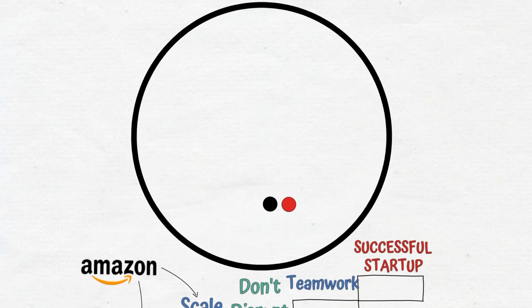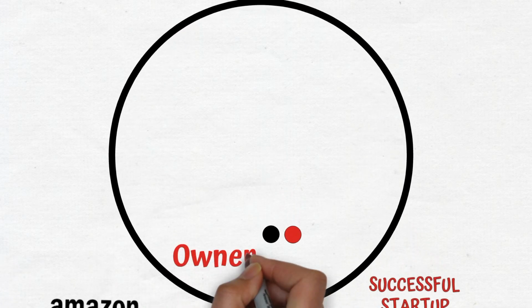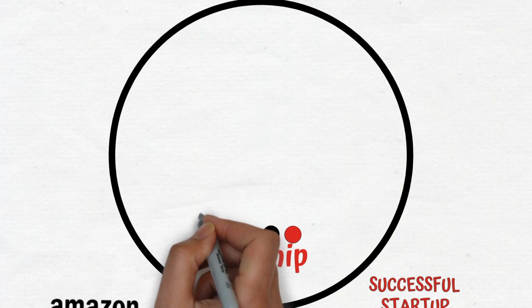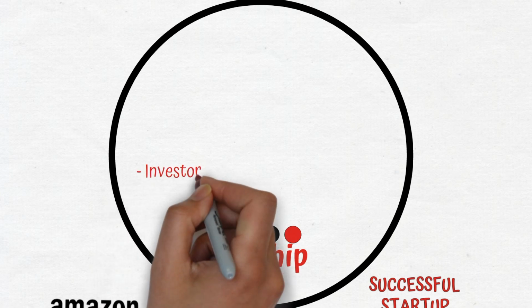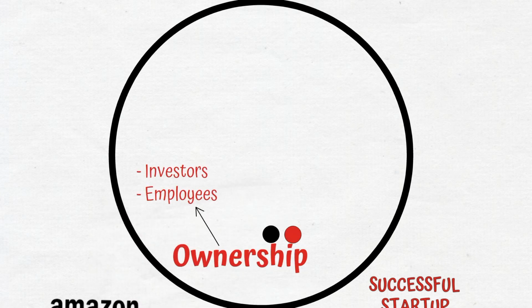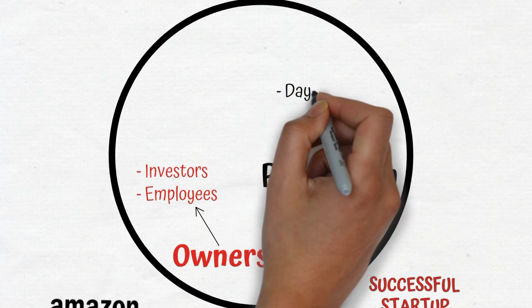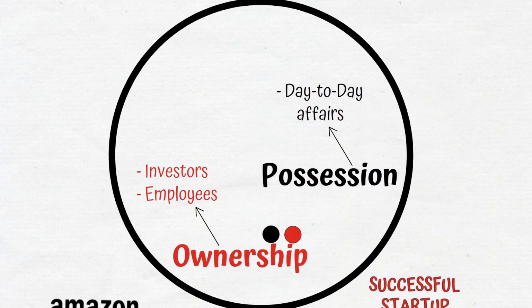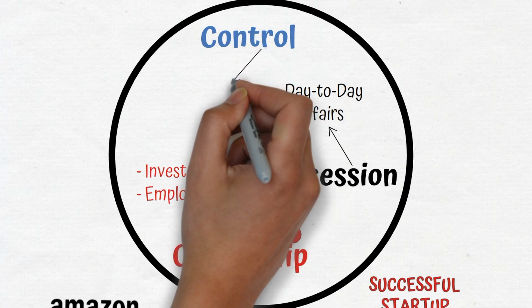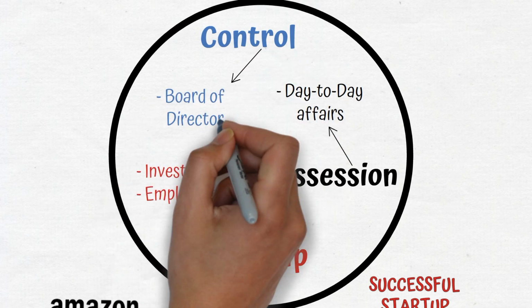In a company, 3 important things need to be managed. Ownership. This is about who legally owns parts of the company. It helps attract and reward investors and employees. Possession. This refers to who is in charge of running the company day to day. Control. This is about who makes the big decisions for the company. This is done by the board of directors.